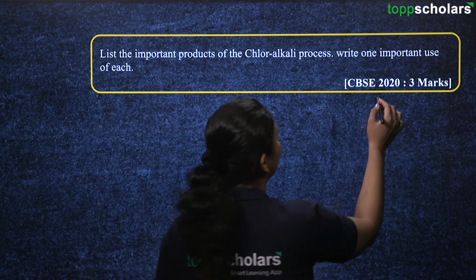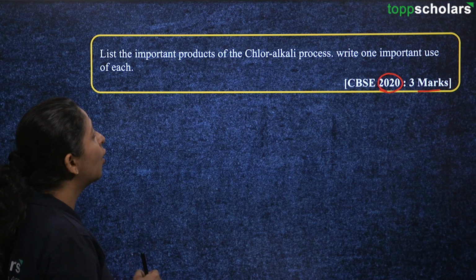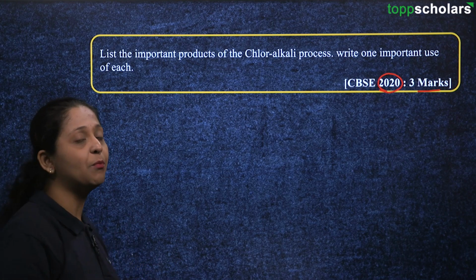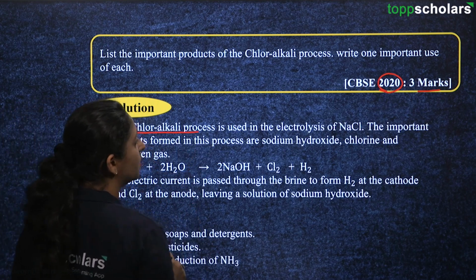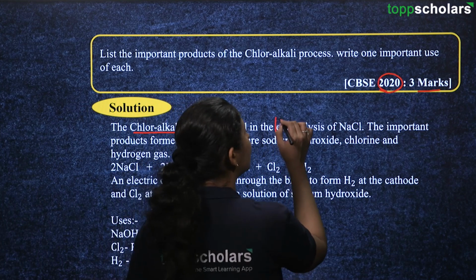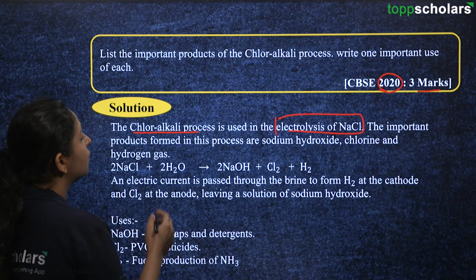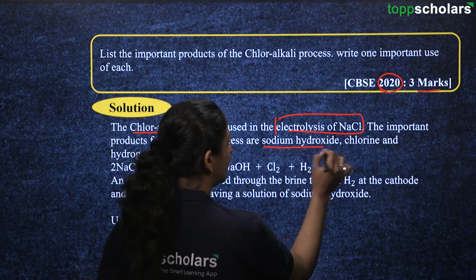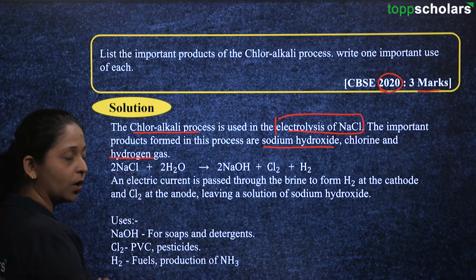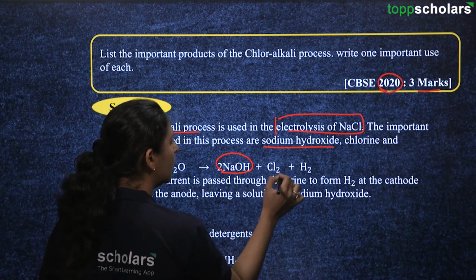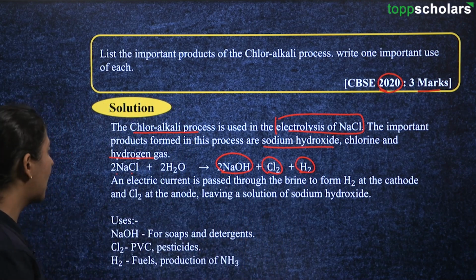This is from the year 2020. It is a 3-marker question. List the important products of the chlor-alkali process and write an important use of each. So the solution: the chlor-alkali process is used in the electrolysis of sodium chloride. The important products formed in this process are sodium hydroxide, chlorine and hydrogen gas. So you have 2 NaCl reacting with water, producing sodium hydroxide, chlorine gas and hydrogen.